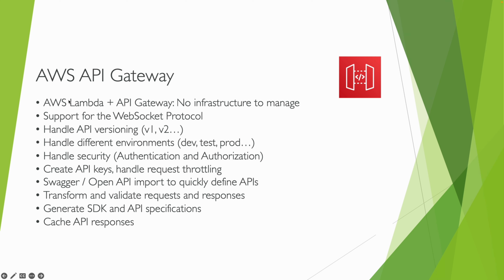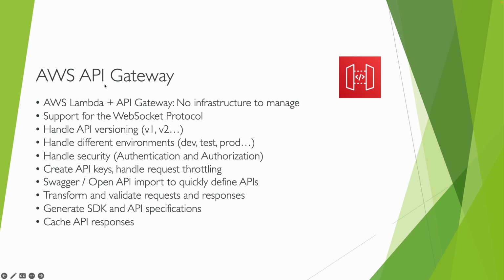So AWS plus AWS API Gateway. Okay, so this gives you no infrastructure to manage. You can create REST APIs and all that, and we don't need to create any servers, or maintain or manage any infrastructure. Okay, so API Gateway also supports WebSocket protocols, and it handles API versioning and different environments. So you can create a development environment, test environment, and production environment using API Gateway.